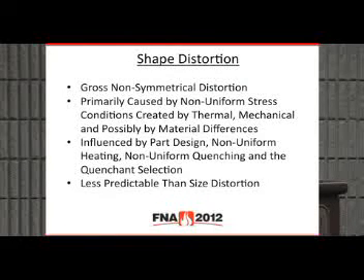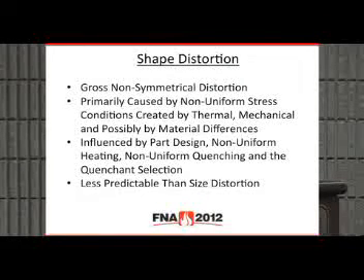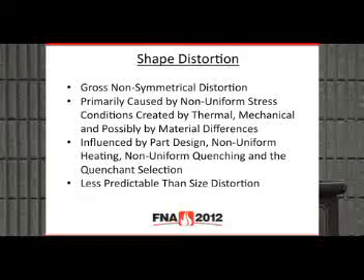Shape distortion, also known as gross non-symmetrical distortion, is primarily caused by non-uniform stress conditions created by thermal, mechanical, and possibly material differences. It's mainly influenced by part design, non-uniform heating, non-uniform quenching, and the quenchant itself. It is less predictable than the size distortion.